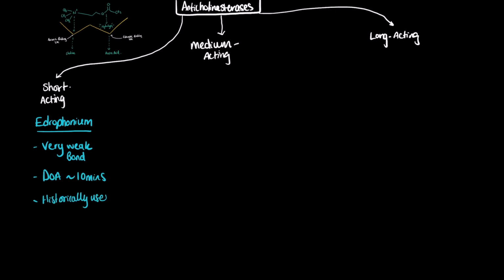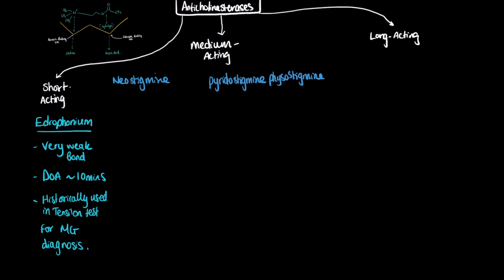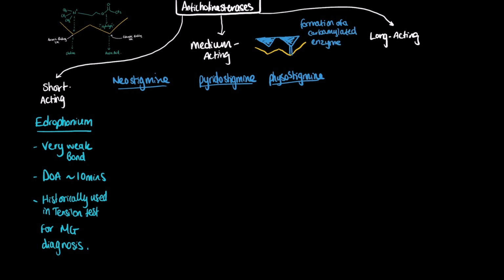This is the reason why the drug was historically used to perform the tensilon test in the diagnosis of myasthenia gravis. In the medium-acting category, you have the stigmines, and in order of duration of action, from shortest to longest, you have neostigmine, pyridostigmine, and physostigmine. This category of drugs form what is known as a carbamylated enzyme complex. This essentially means that the drug forms a very stable but reversible bond within the enzyme. Acetylcholinesterase will eventually break away from the compound, but it just takes a long time to do so.